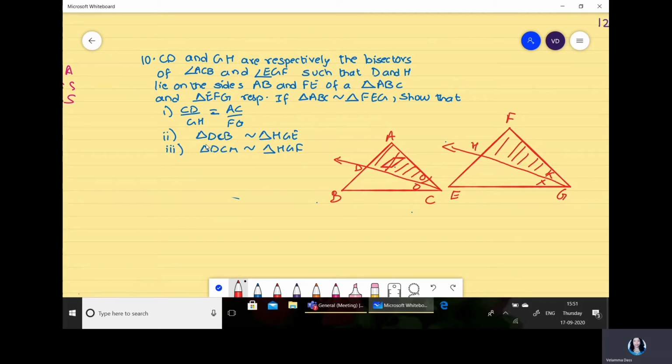Let's go to the second one. What do you have to prove? Triangle DCB is similar to triangle FGE. So this is a direct question where we have to prove these two triangles similar. And the last one, it is given that triangle DCA is similar to triangle HGF. That is what we have to prove. So actually this question should come first and then the second and third. Then the order would have been more appropriate.